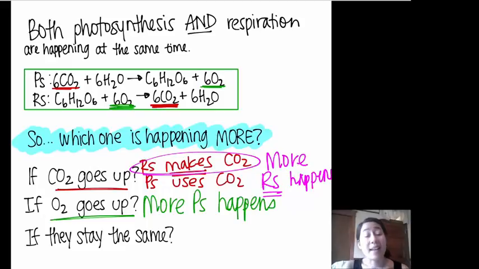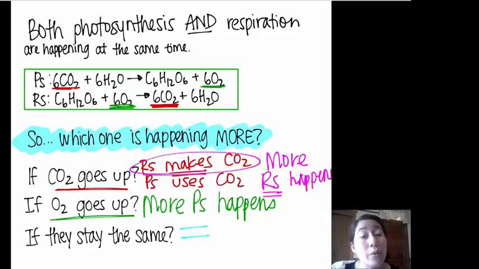So I would go back tonight and look at your results one more time and try to figure out, was more respiration happening or was more photosynthesis happening? Okay? Now if they stay the same, then that means that we had an equal amount of oxygen being used in respiration and made in photosynthesis. So if they're staying the same, that must mean that we have equal amounts of things happening.